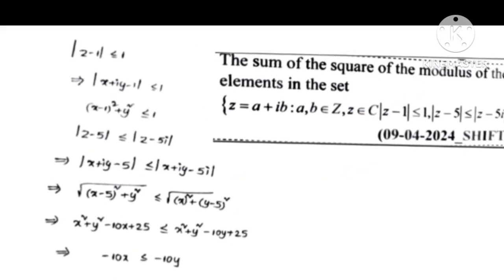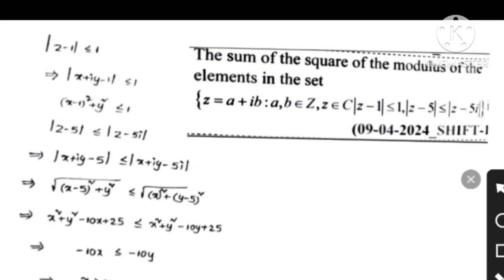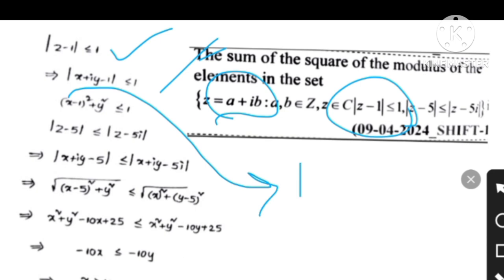Okay, see the solution. So first I am taking the first condition, mod z minus 1 is less than or equal to 1. Okay, and then what is the z value? In general we take z equals x plus iy. Of course here it is given a plus ib, but we take x plus iy or a plus ib, whatever. So I am taking x plus iy here. Okay, so find the modulus value of this one. So this is nothing but mod x minus 1 plus iy is less than or equal to 1.